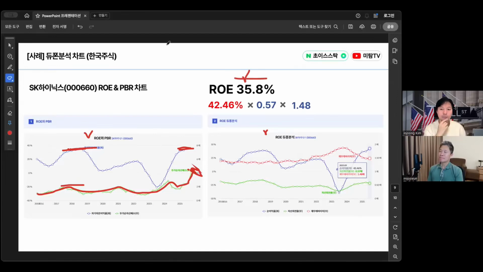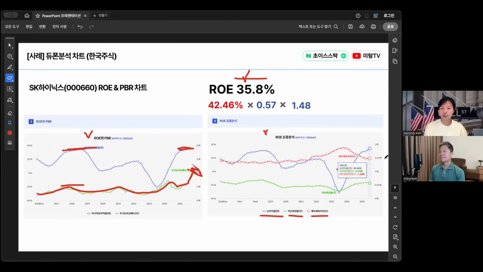Then, since analysts have their forecasts, you can refer to those, or you can also look at it through calculations. What this DuPont analysis does is, as I mentioned earlier, it's about net profit margin, asset turnover, and financial leverage, these three factors. I've plotted the trends of all three on a graph for you.